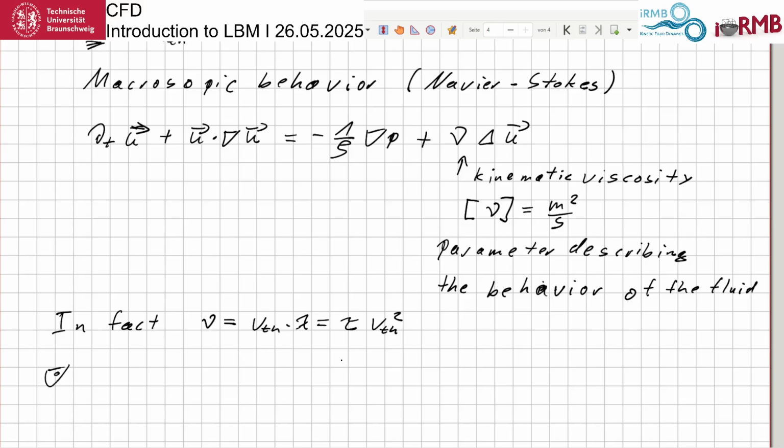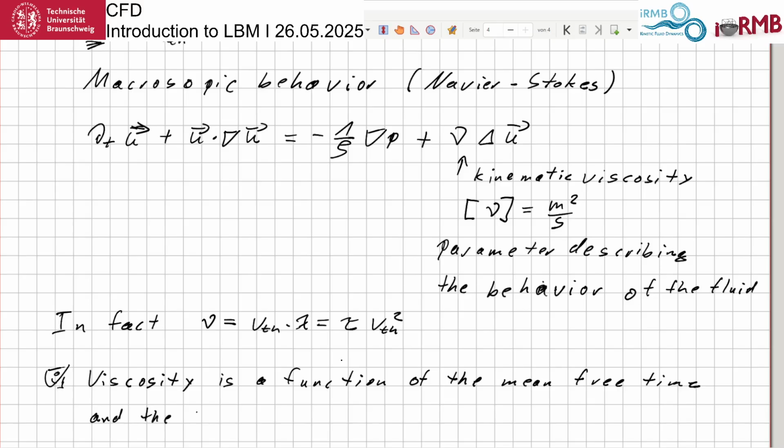Okay, little bit of text. So viscosity is a function of the mean free time and the speed of sound.